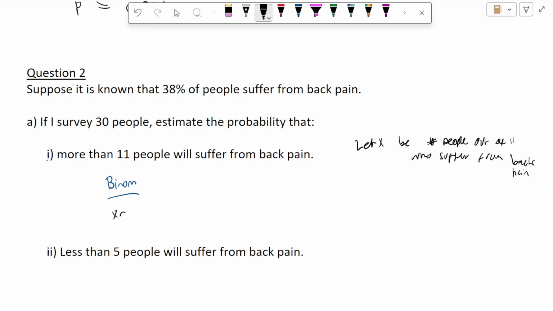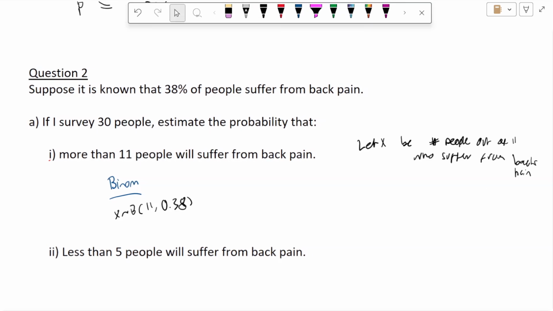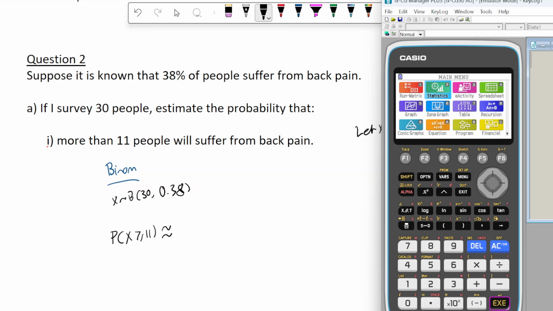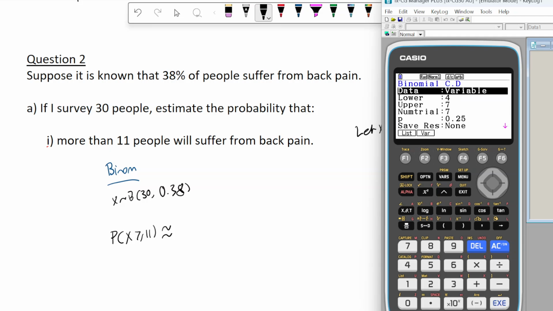Okay, so you could say that x squiggle b is 11 and 38% of people, so 38, estimate the probability that more than 11 people will suffer from back pain. So, sorry, that should be 30, not 11, 30. So the way we do it with binomial distributions is probability that x is greater than or equal to 11, roughly equals, and then we want to do a binomial CDF. So we're going to go into stats there. Distribution, binomial BCD, the lower would be 11, and the upper, I think you can do a whole bunch of 9s or 30. Doesn't really matter. 0.38, and we should be able to get an approximate there, 0.627.